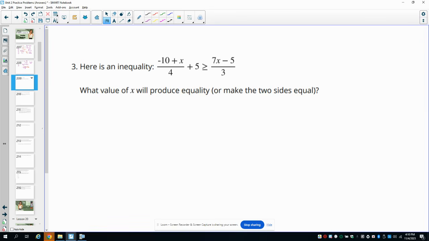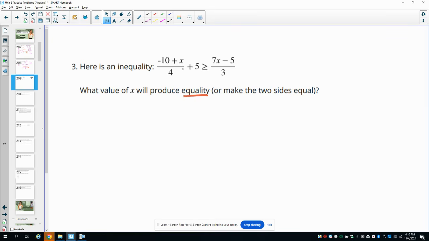Number 3, here's an inequality. Negative 10 plus x divided by 4 plus 5 is greater than 7x minus 5 divided by 3. This asks what value of x will produce an equality to this statement. So what's really the boundary line here? This is a pretty intense inequality, so trying to solve this is going to be a lot of algebra.